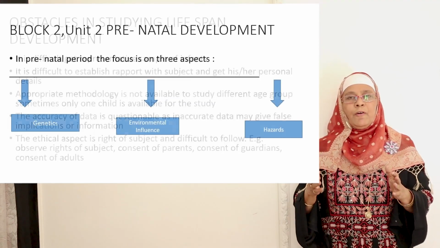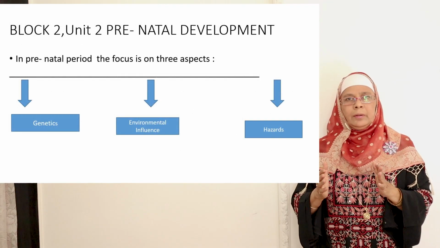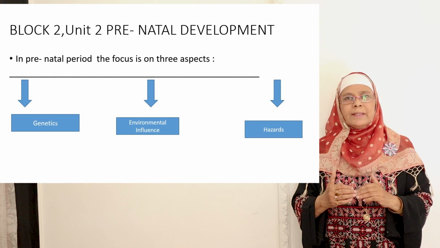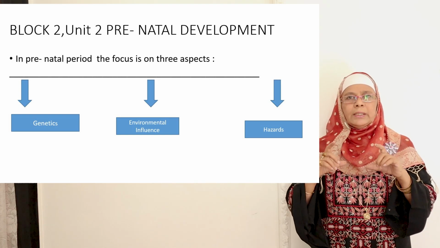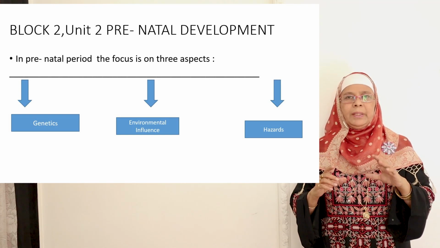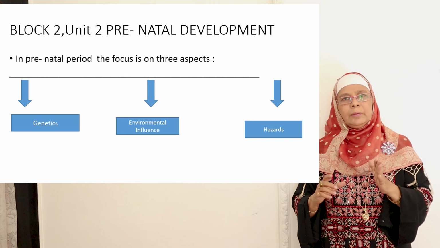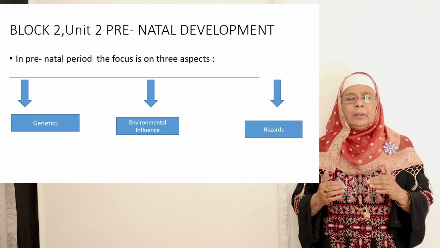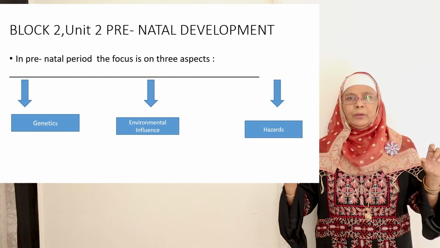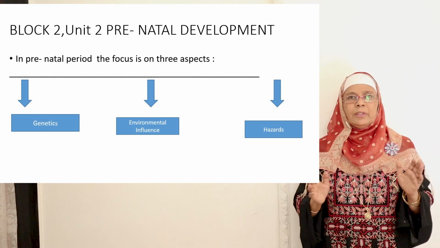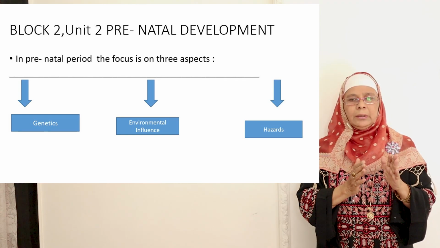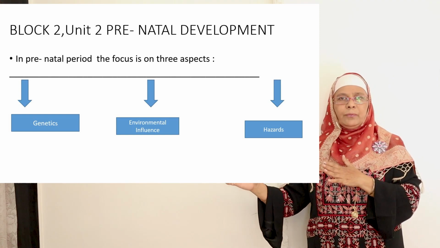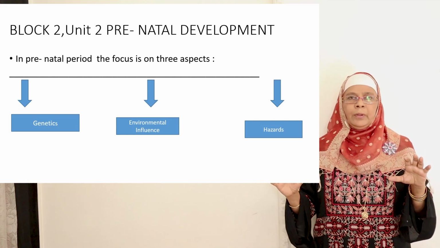Let us come to the first period of human life that begins at the point of conception. That is called the prenatal period. The prenatal period is the nine-month pregnancy period, that is, the period before birth. This particular period is divided into 3 parts. First is the genetic part, secondly environmental influence, and thirdly hazards. We are going to study these 3 things.